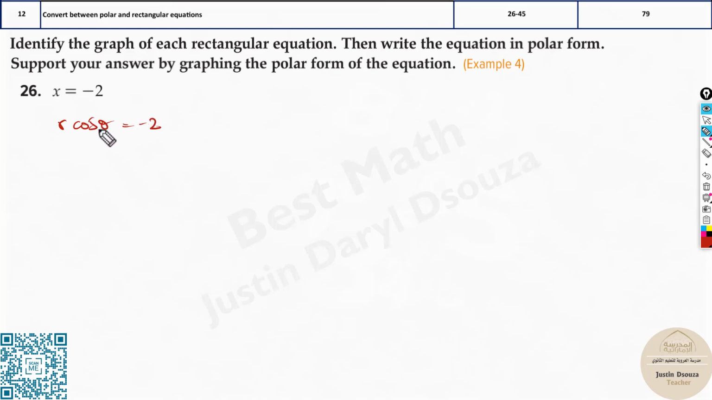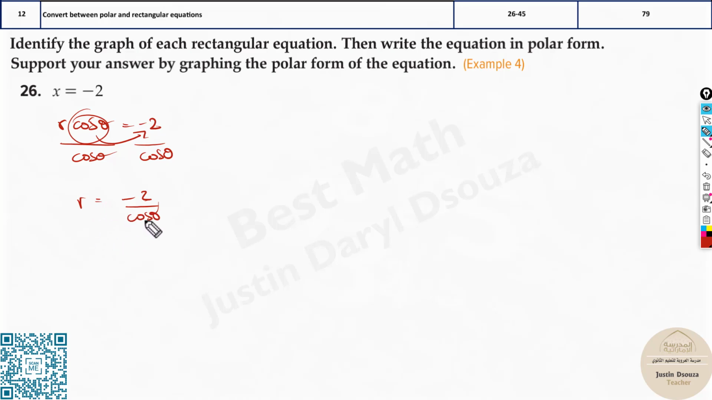Now, some students get confused. When we take cos to the other side, isn't it cos inverse? Should I take cos inverse? No. If you're finding the angle only, we take cos inverse on both sides. Here I'm taking this entire thing to the other side, right? So divide both sides by cos theta. That's it. r equals minus 2 divided by cos theta, or you just take it to the other side. You can directly write this up.